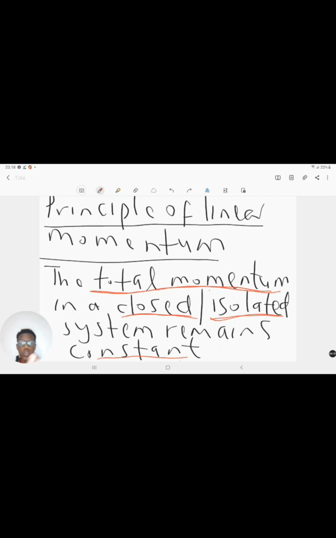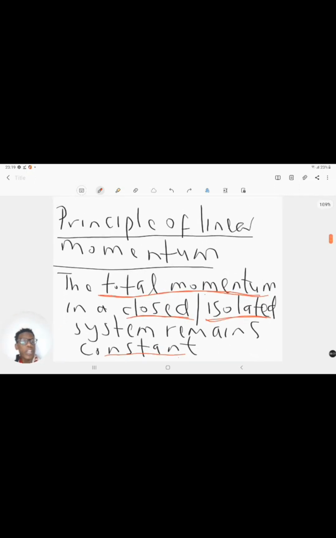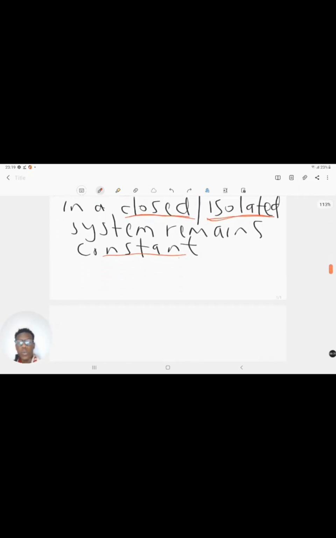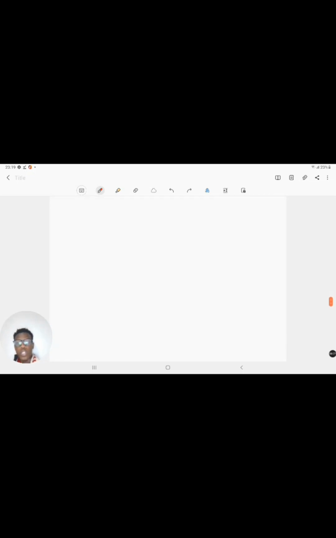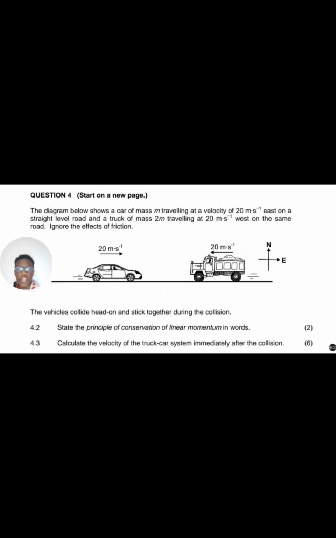That's 4.2. You should get your 2 marks from this, right? Another way you could say this is that the impulse in a closed system is constant, right? The impulse is 0, rather. Okay, so in other words, there is no change in momentum, but we'll cover that in a separate video when we look at impulse. So okay, let's look at the next question. That was easy enough, worth 2 marks, straightforward.